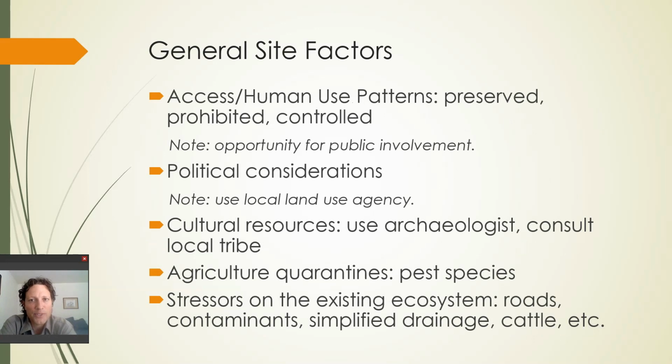Okay, continuing under general site factors. Human use, we mentioned that earlier. Political considerations. This is a tricky one. It's important that you have a local liaison. So if you're working for the state or the feds, it's very unlikely that they're going to want to talk to you. You kind of need a local contact to help introduce you to the landowner or the stakeholder. I can't reiterate this enough. It's really important to use a local land use agency as your representative if you're not one yourself.